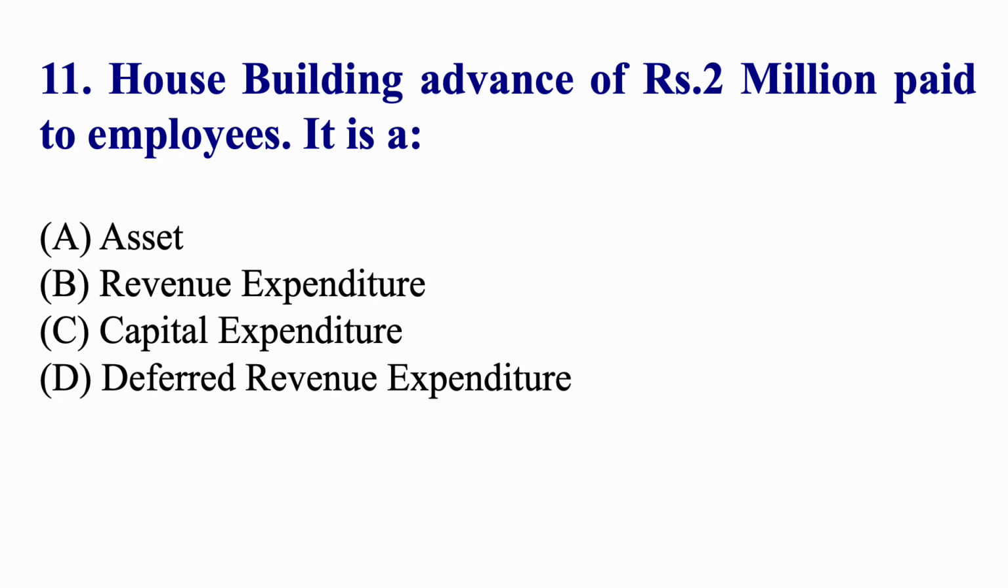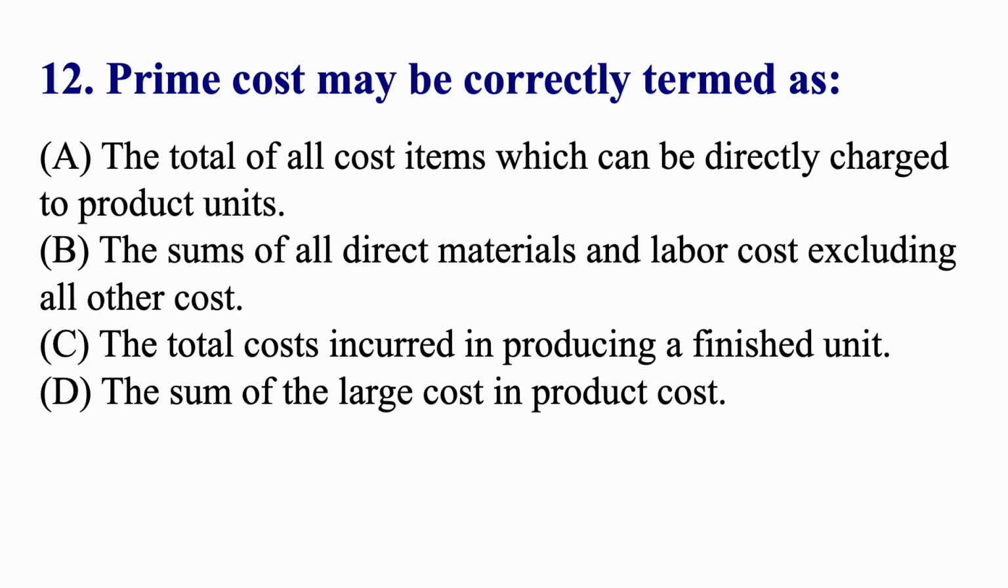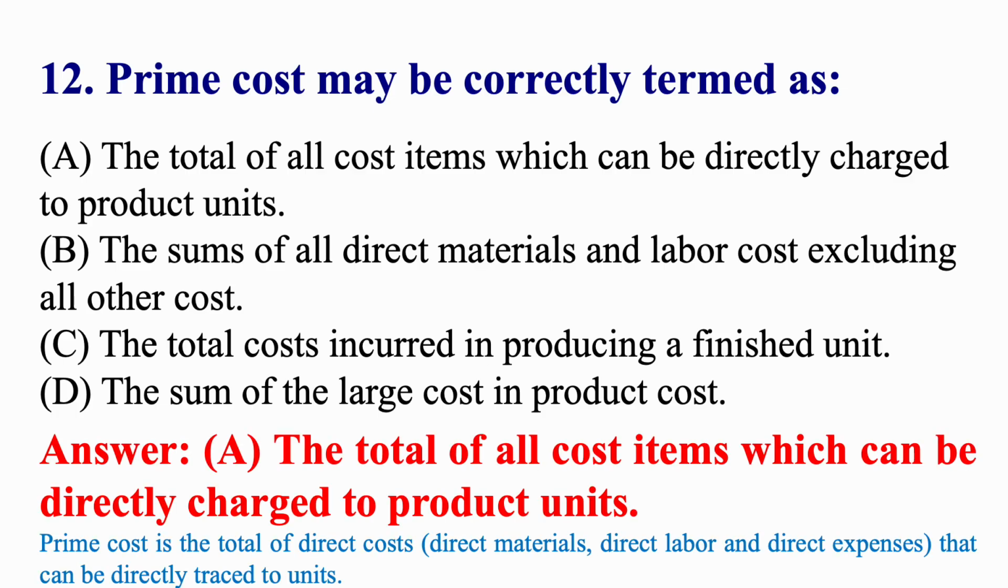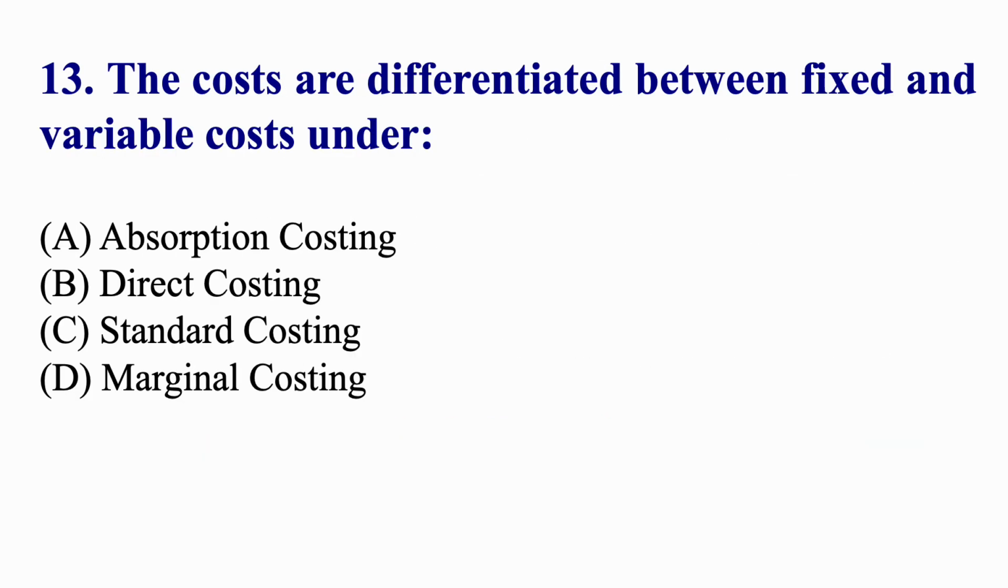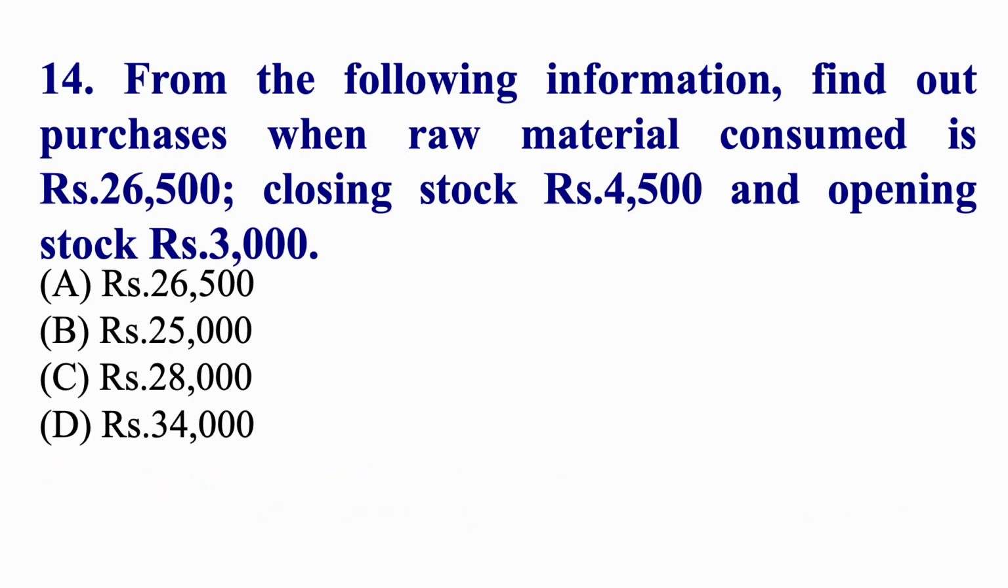House building advance of rupees 2 million paid to employees. It is an asset. Prime cost may be correctly termed as the total of all cost items which can be directly charged to product units. The costs are differentiated between fixed and variable cost under marginal costing.